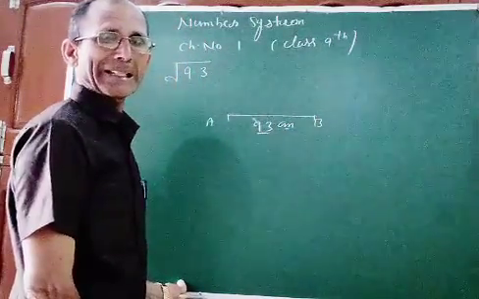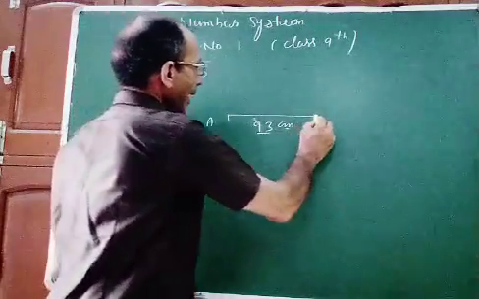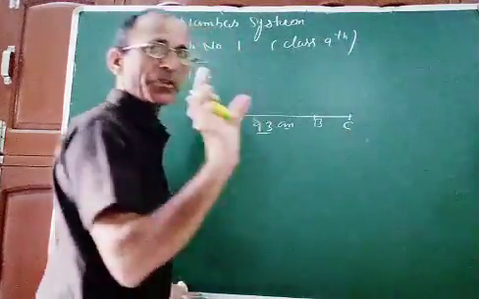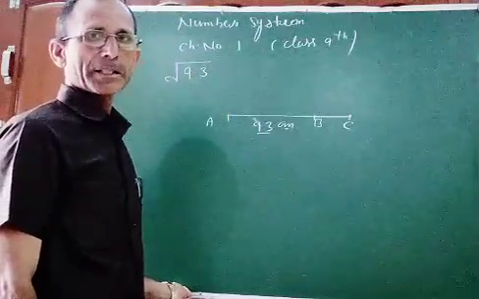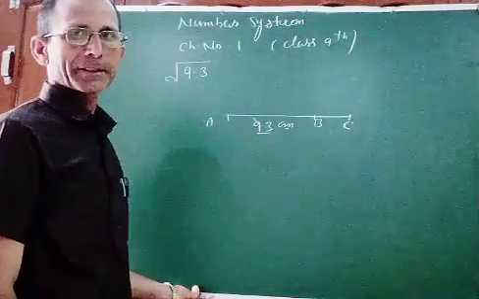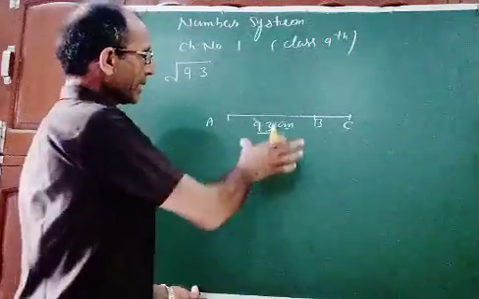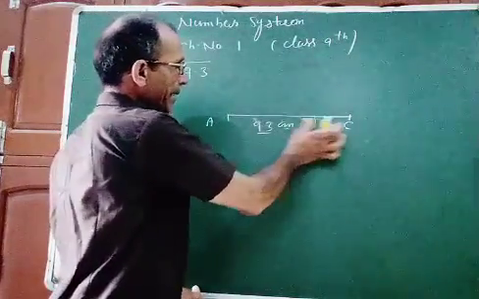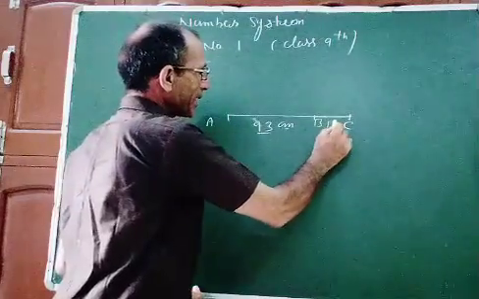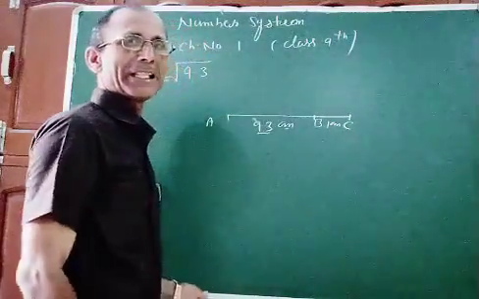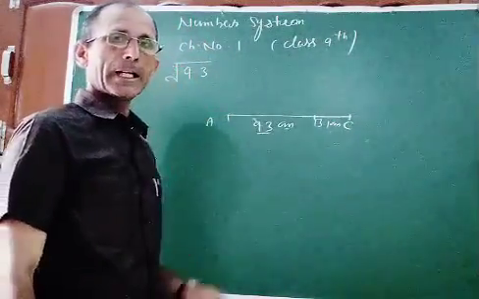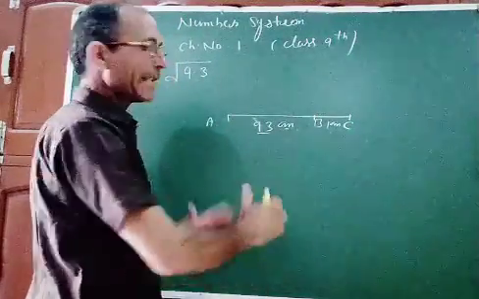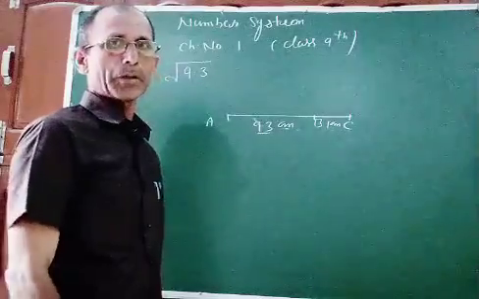So up to here 9.3 centimeter is the length. Now extend it 1 point. It means BC is equal to 1 centimeter. This also clear? First I have taken 9.3 centimeter and then I extend AB to BC and BC is equal to 1 centimeter, or you can say 1 unit. Clear? Now bisect AC.